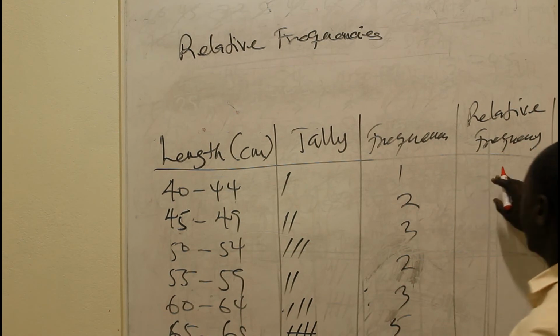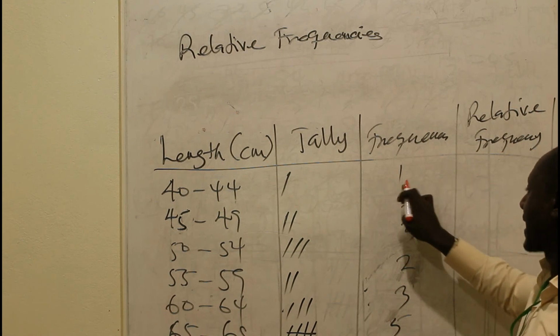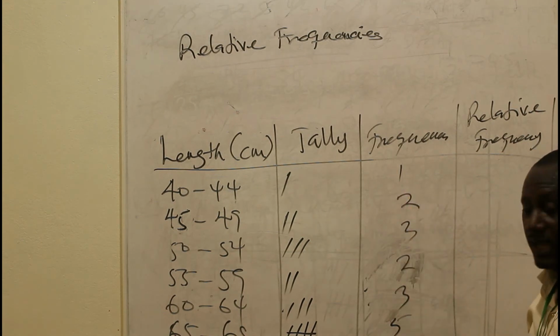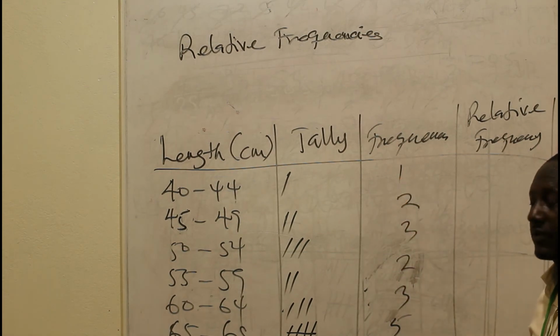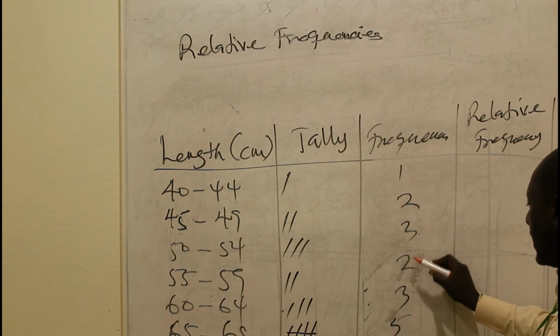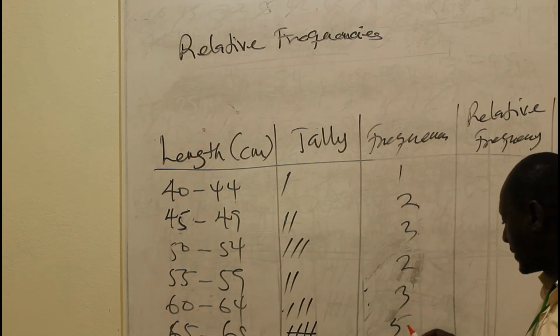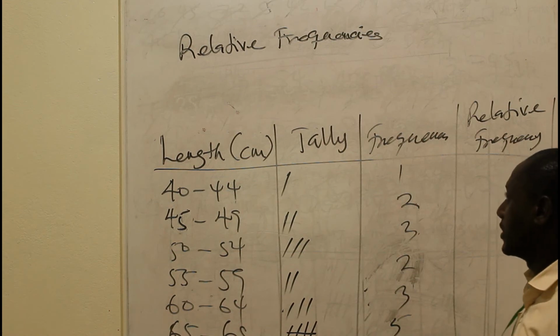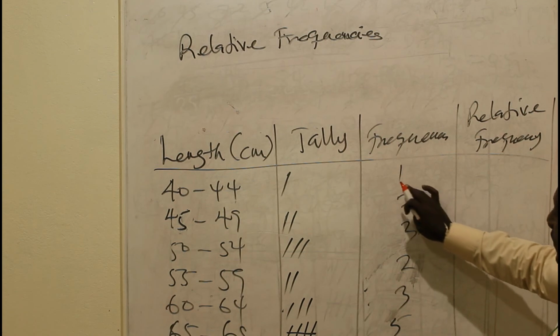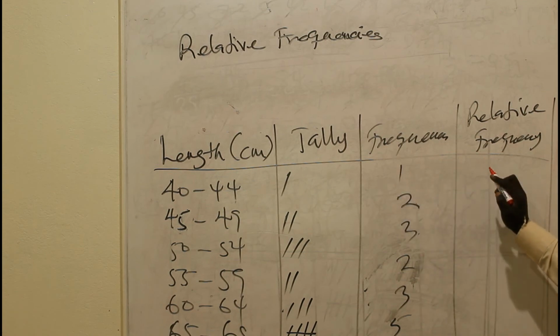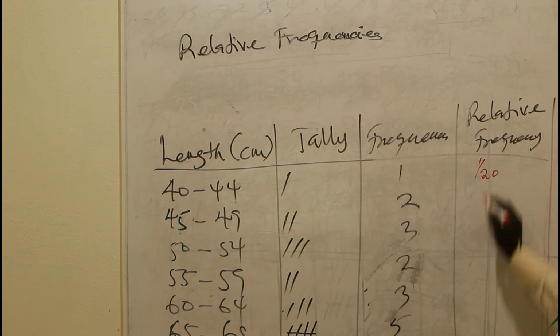we are saying it is the frequency of the class divided by the total frequency. So what's the total frequency here? 3, 6, 8, 11, 16, 19, 20. The total frequency is equal to 20. So if I want the relative frequency of this class, it is going to be 1 over 20.